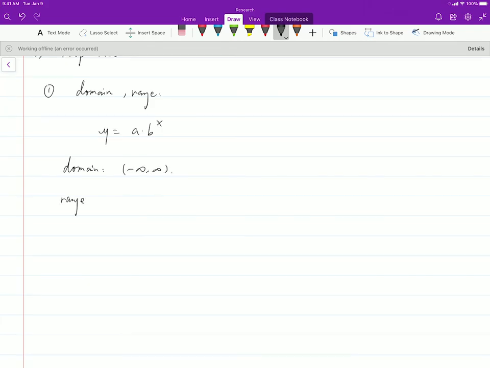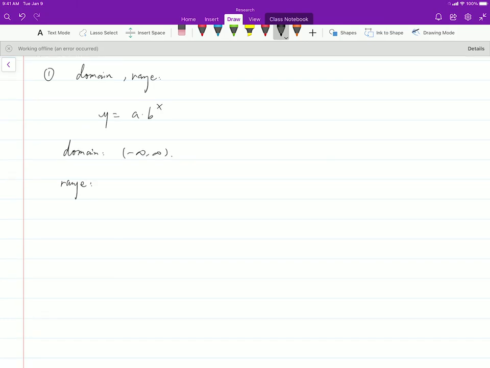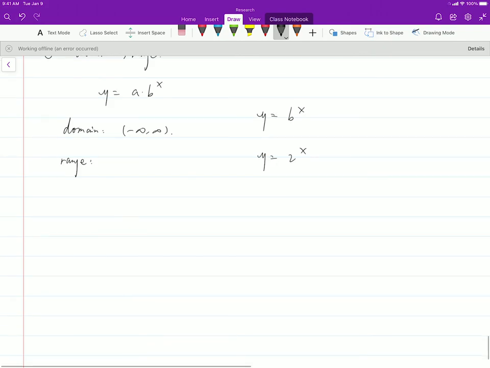Okay. What about the range? What kind of number can you produce? Well, let's think about it. Let's take the general case, y equals b to the x. Let's take examples, 2 to the x. If x equals 1, you got 2. x equals 2, you got 4, 8. Any number in between, it seems like you can get all the positive numbers starting from here, right?